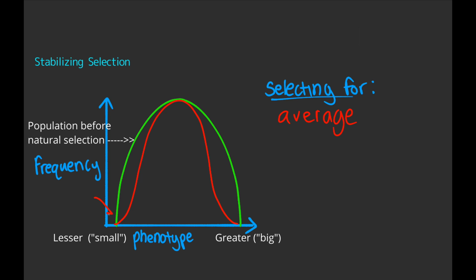Notice that on the two extremes, there is going to be less frequency of organisms. And we're going to have the highest frequency of organisms with the medium or average phenotype.